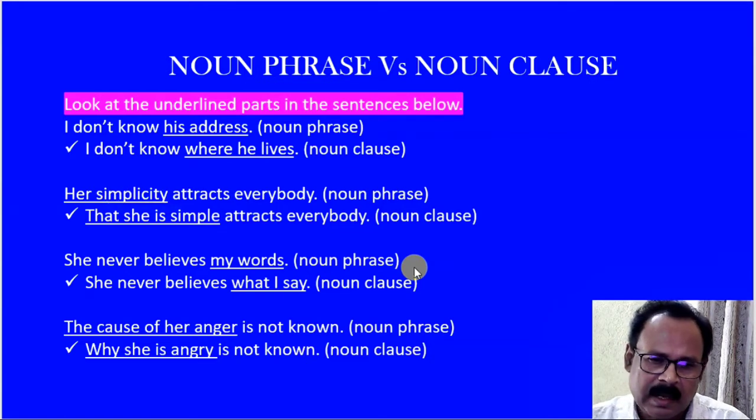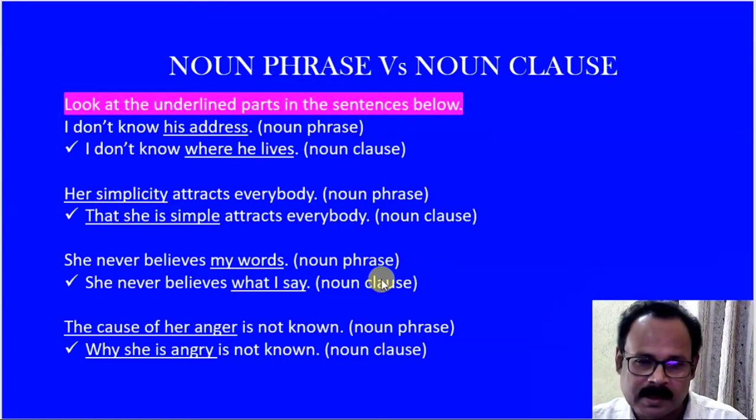Next, she never believes my words. My words is a noun phrase. She never believes what? The answer is my words, and my words is a phrase. It's a noun phrase. She never believes what I say. She never believes what? The answer is what I say. So what I say is a clause, and this is a noun clause.